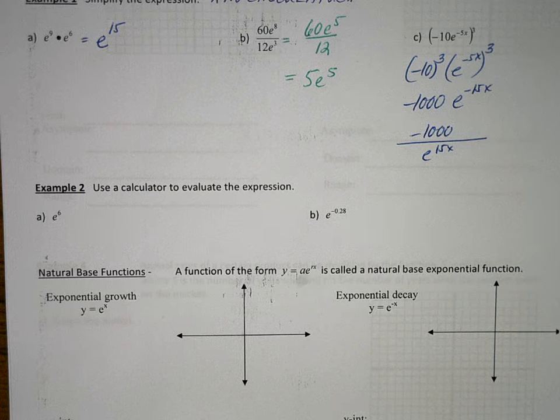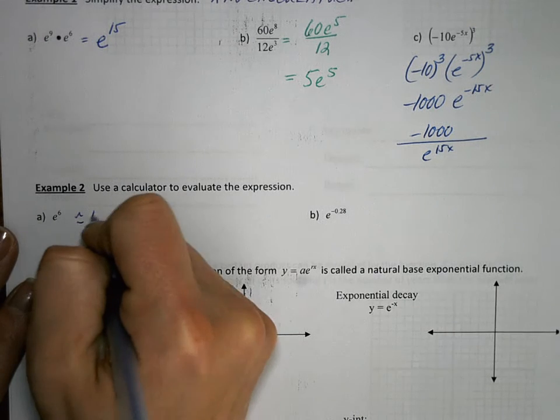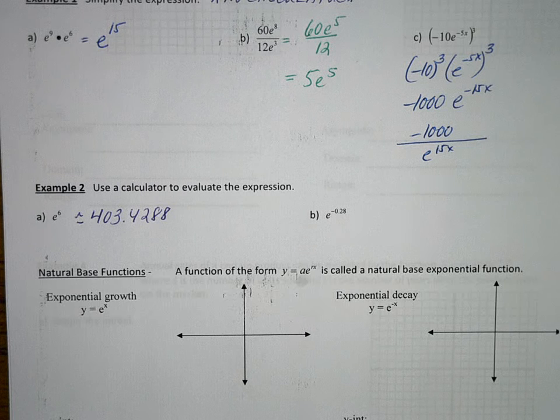Okay. All right. Then, if I want to know e to the 6th, I want a decimal approximation. Let's go ahead and very quickly do that to make sure we know what we're doing on our calculator. What do we get for e to the 6th? All right. About 403.4288 if I take it out to 4 decimal places. Does that seem reasonable?